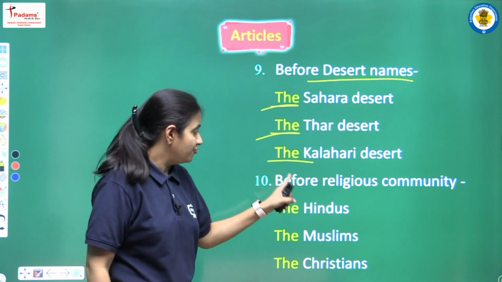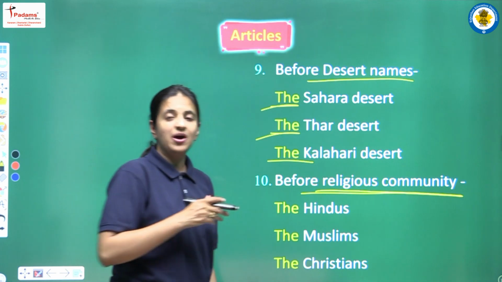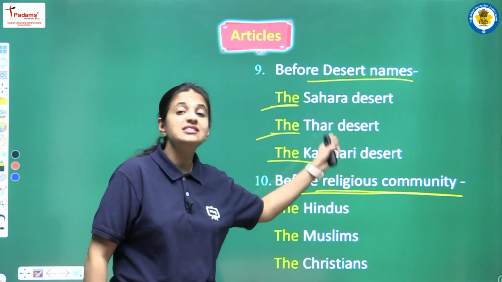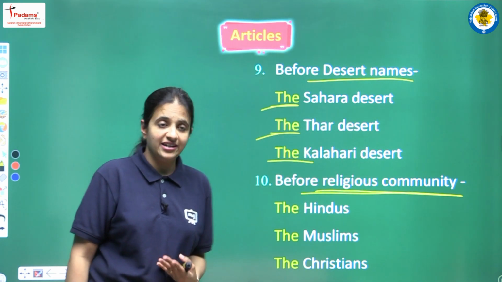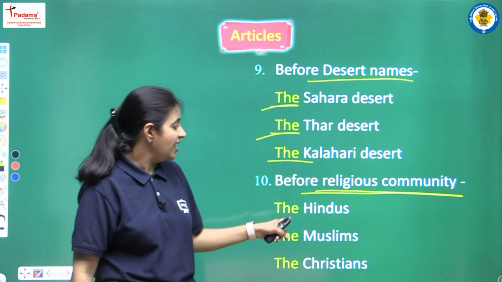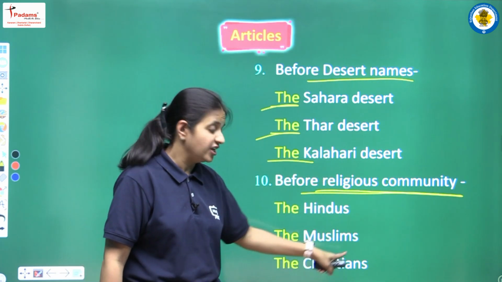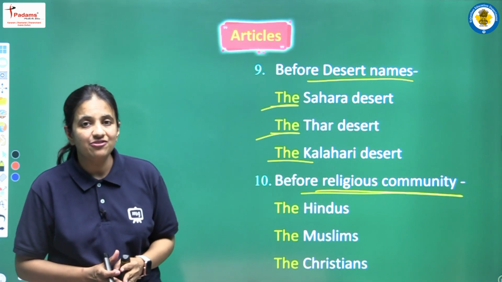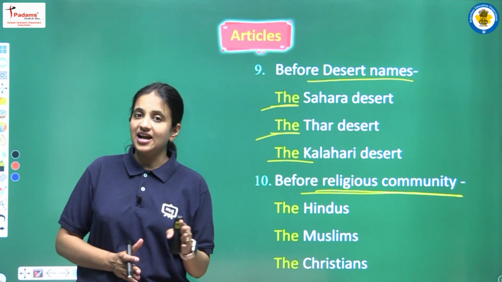Next use, before religious community. So yes, we have discussed about the religious books, right? Similarly, if we are having religious communities names, then also we have to use the as an article. Let's see the examples. We are having the Hindus. So we all know Hindus, Muslims, Christians, they are different kinds of communities. So if we are having different religious communities, then also we have to use the as an article, right?